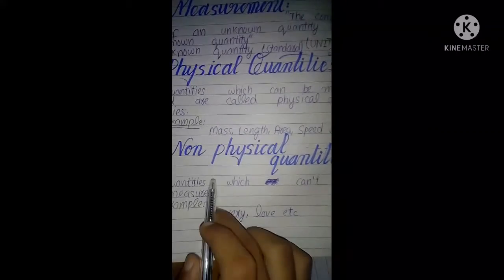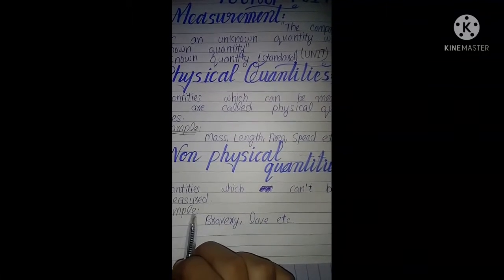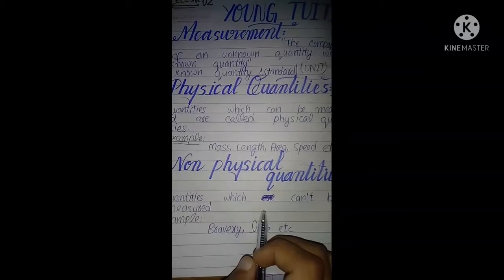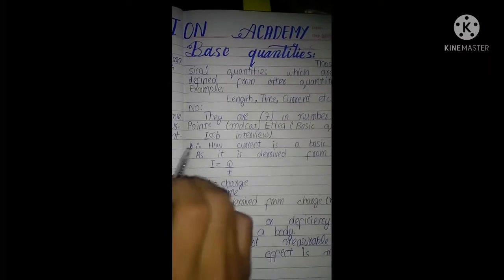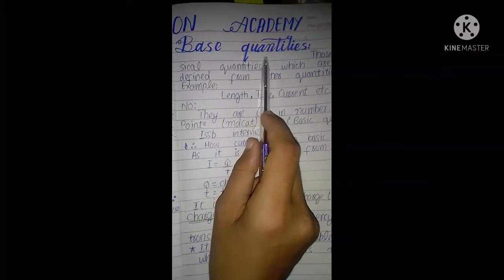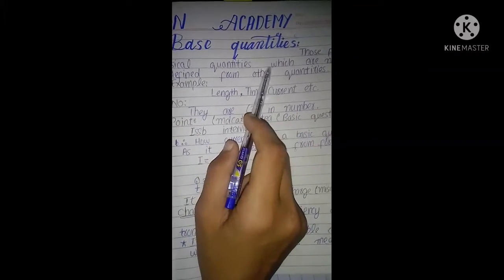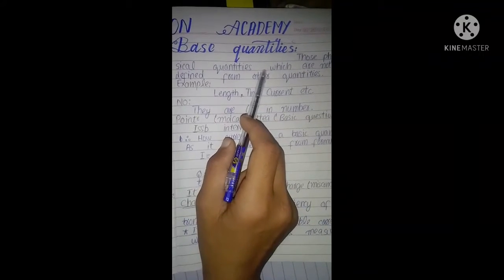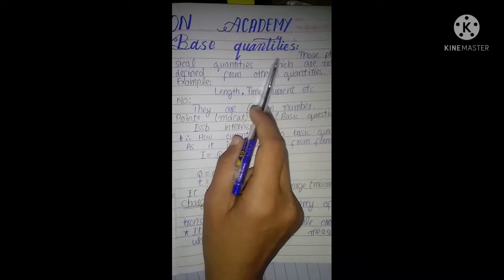While the next one is non-physical quantities. Those quantities which cannot be measured are called non-physical quantities, like bravery and love, which have no physical shape or body. So there are two types of physical quantities. One of them is base physical quantities, while the next one is derived physical quantities, which will be the third lecture of Young Tuition Academy.